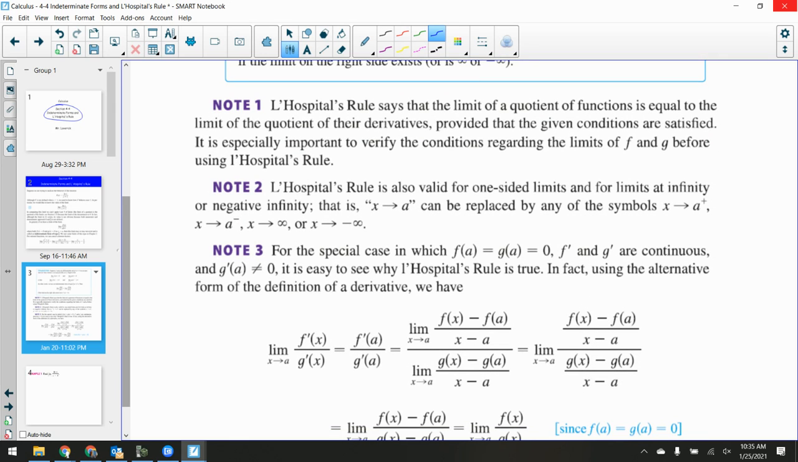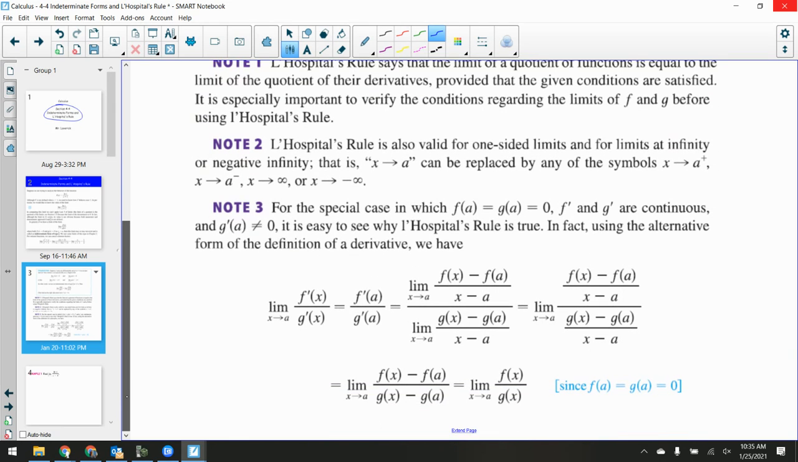So note 3 just kind of proves L'Hopital's rule, basically for when f of a and g of a are both 0. It's showing that if you want to take the limit, it's equal to the limit of the original. And again, just like everything, if you wanted to see the proof of any of this stuff, it's all in the book. I just kind of edited it out for you because I don't think you guys really care about that.